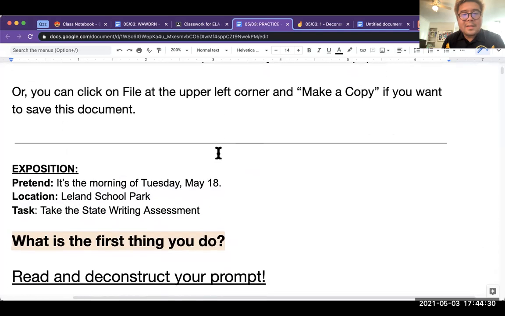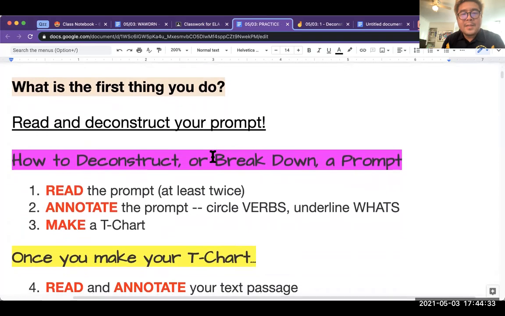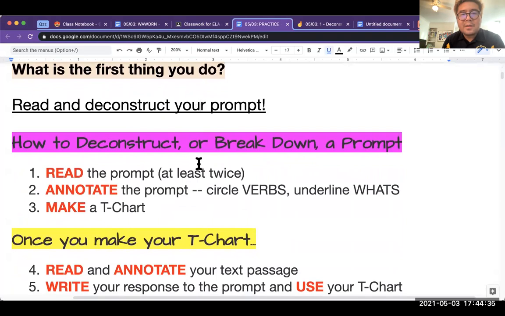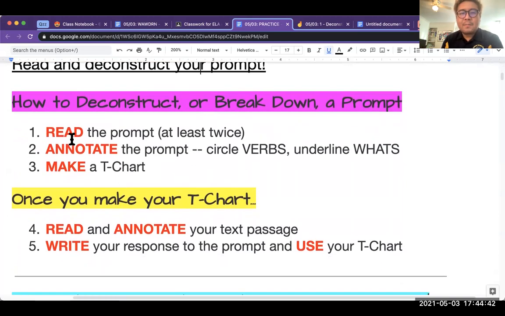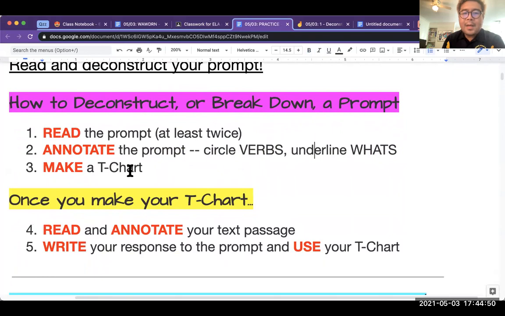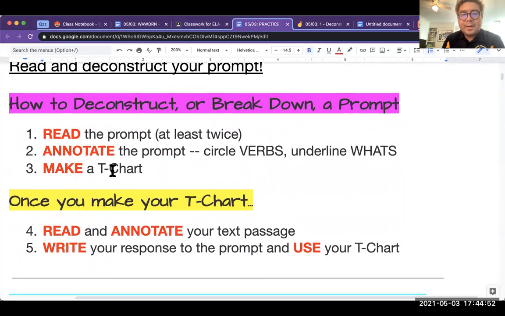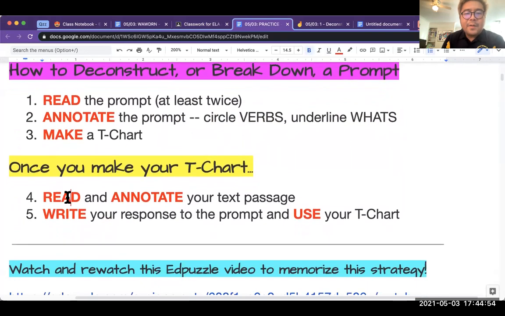So again, T-chart practice. First thing you need to do when you sit down to take the test is read and deconstruct your prompt. Deconstruct means to break it down to smaller parts. The three steps of deconstructing your prompt are reading the prompt at least twice, annotating the prompt, which means circling the verbs and underlining the whats, and then making a T-chart. Once you've got your T, you read your text passage. Then you write your response to the prompt, and as you write your response, you use your T-chart.